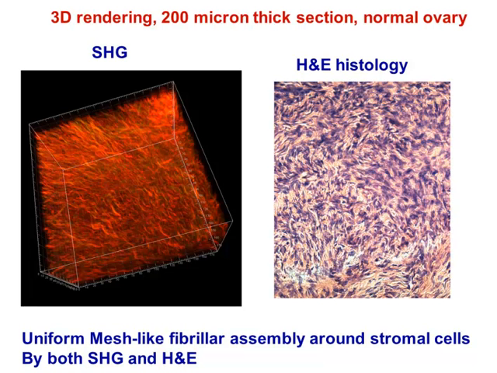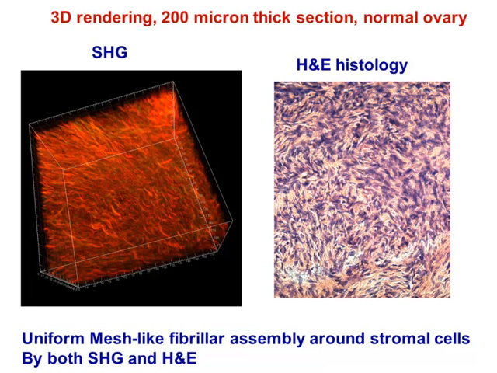Okay, so these are 3D renderings comparing the ancient histology. So this is normal. This is a section about 200 microns thick, and sections that were put back together. And so the collagen is here. The holes are where the ovarian stromal fibroblasts would be.